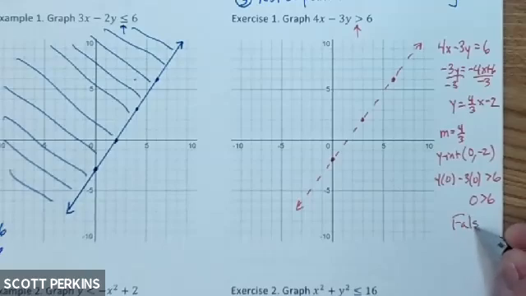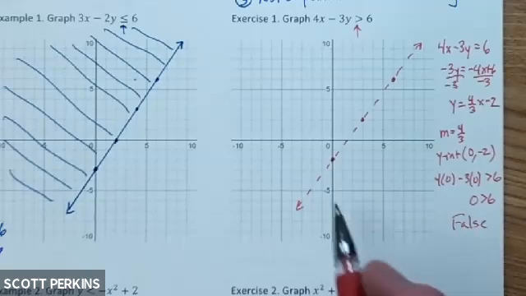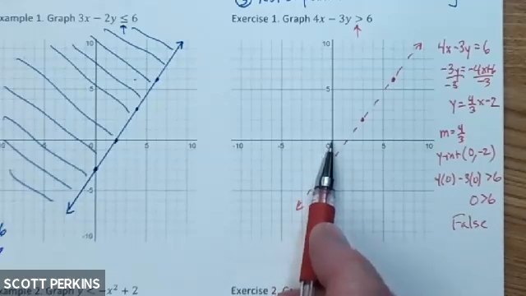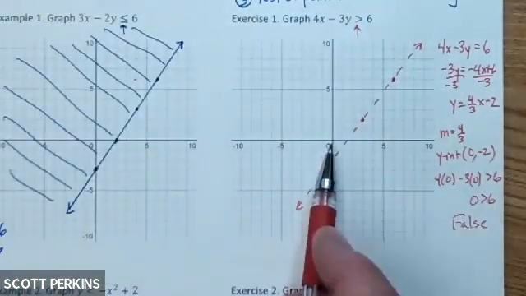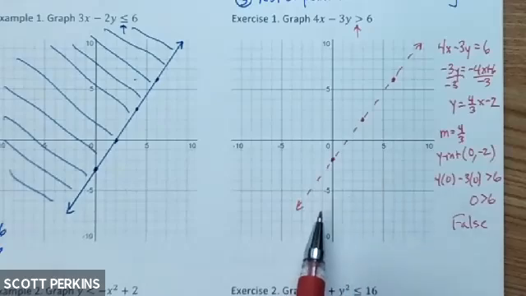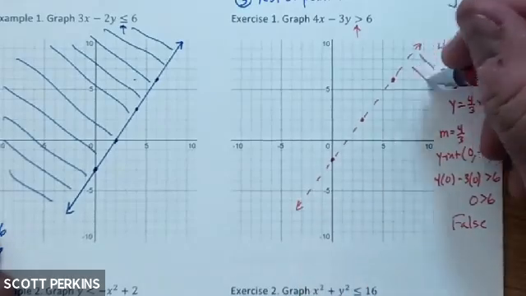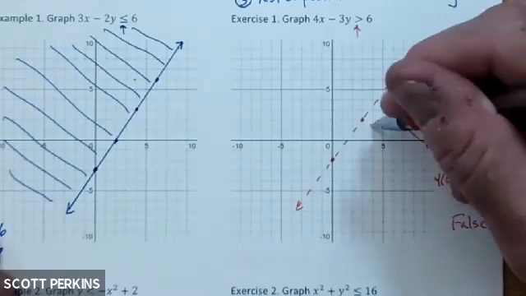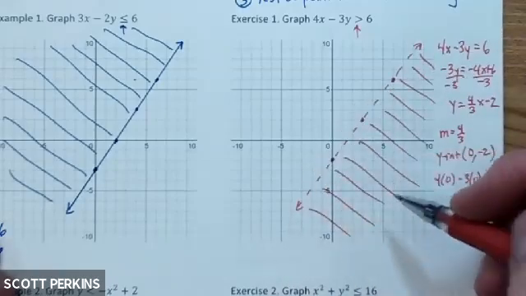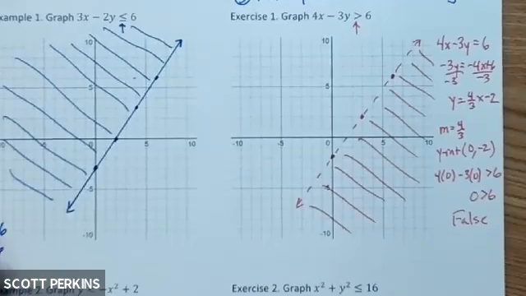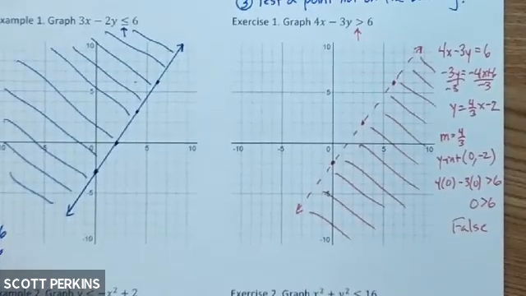That is false. So what that means is my test point was right here at the origin. I got a false statement. So does that mean I'm going to shade up here, or does it mean I'm going to shade down here? Down, yes, because this is where I would get a true. So if you want to verify that, pick 5, negative 5 and plug that in, and you will most definitely get a true value. Okay, that's everything.